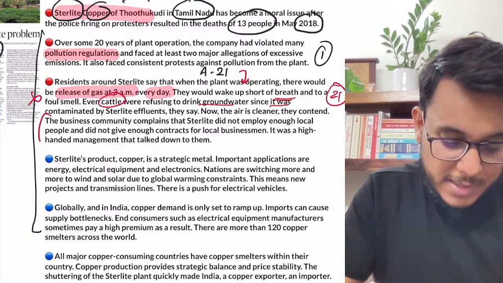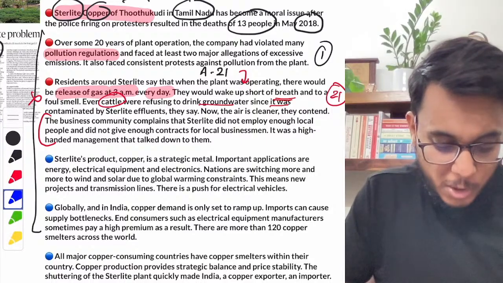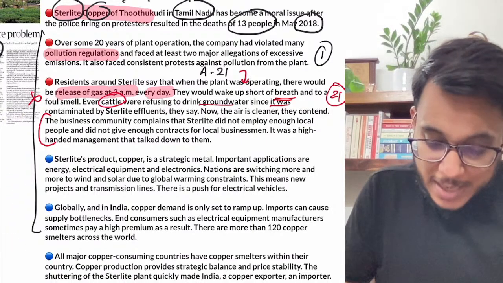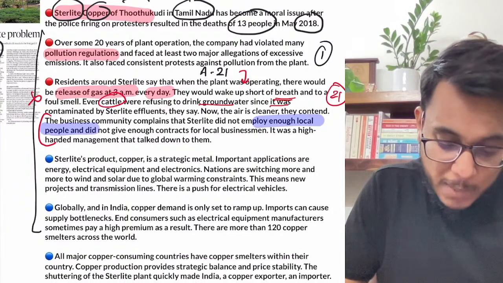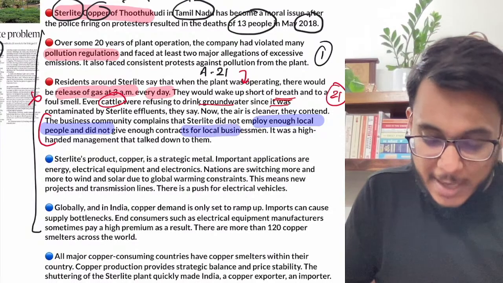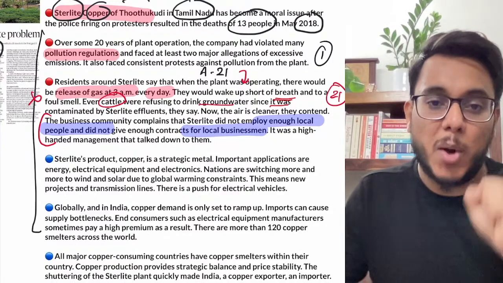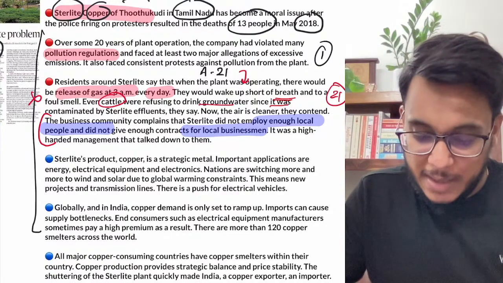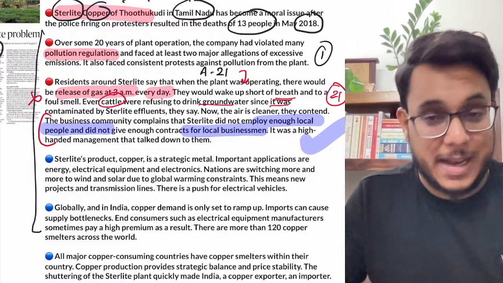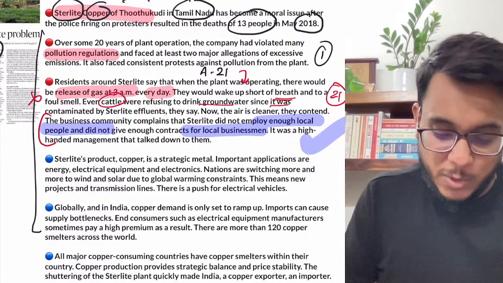Moreover, guys, we see this particular thing that the people also protested that Starlight did not employ enough local people and did not give enough contracts to local businessmen. Is it clear? So regional development was not even properly carried out by the Starlight copper plant. So this is another ethical aspect which comes into this.